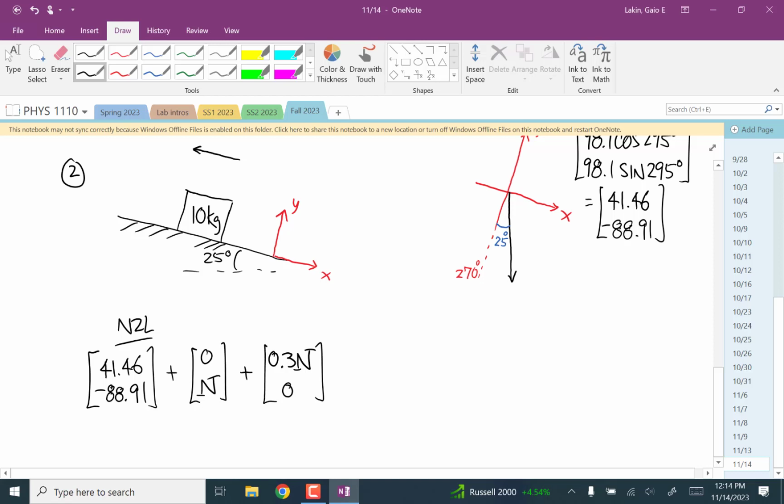That's in the positive x direction because it has to be. Oh my gosh, I didn't even draw a free body diagram. So stupid.